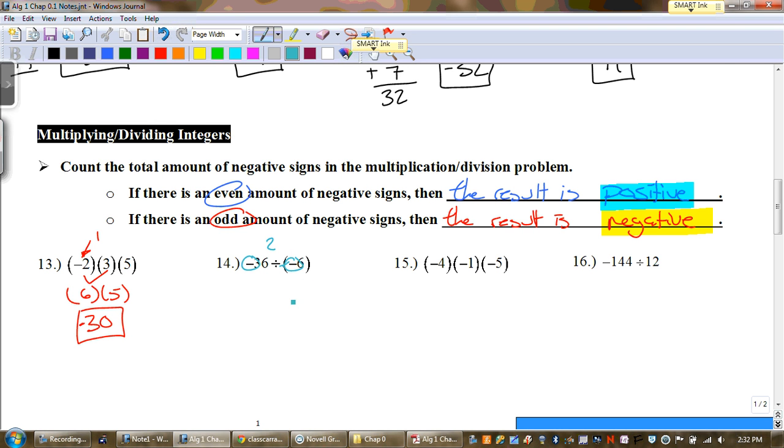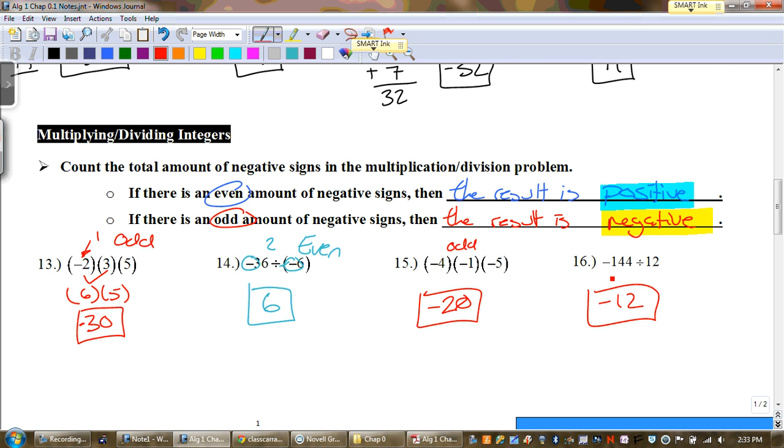Okay, so 36 divided by 6 is 6, and since we have 2, it's even, so it stays positive, and 1 is odd. Okay? Now, number 15. 1, 2, 3, it is odd, so that means our answer is going to be negative. 4 times 1 is 4, and then 4 times 5 is 20. Okay, and then number 16, odd or even? It's odd, so divide those up. You get negative 12.